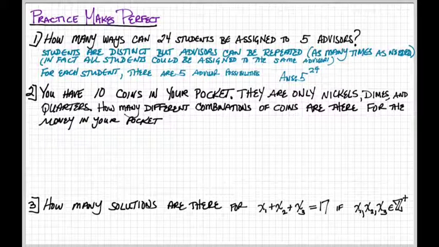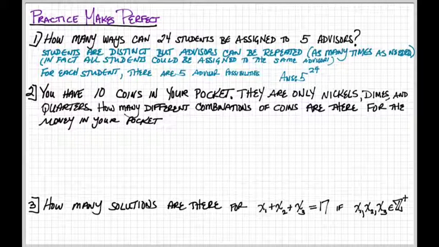So I like to think of the students as essentially standing in a line at the registrar's office waiting to get their advisor's name. So for each student in that line, they have 5 choices of advisors. So the answer is going to be 5 times 5 times 5, 24 times. You can think of this as a permutation with infinite repetition numbers.